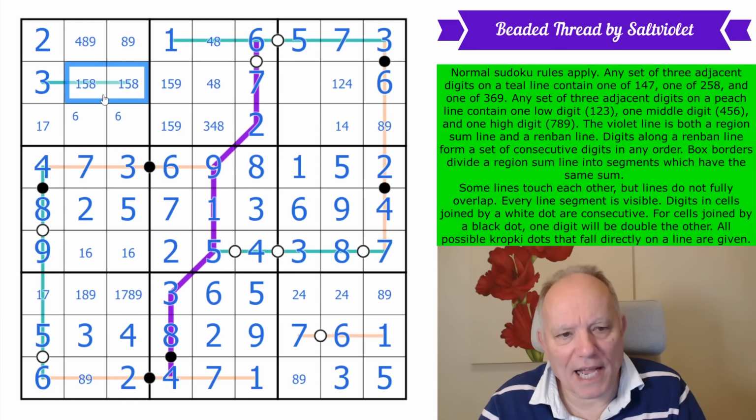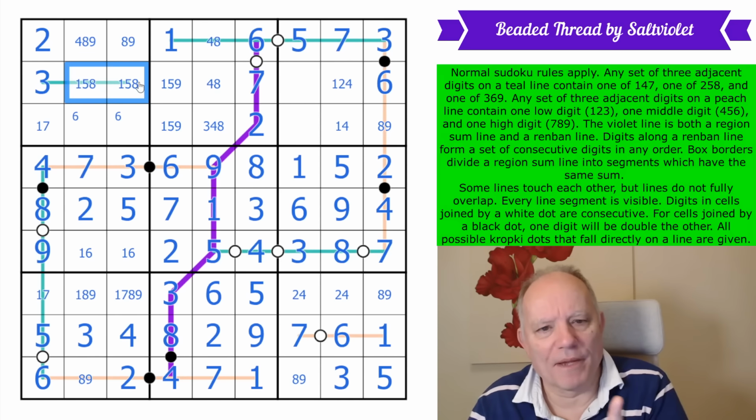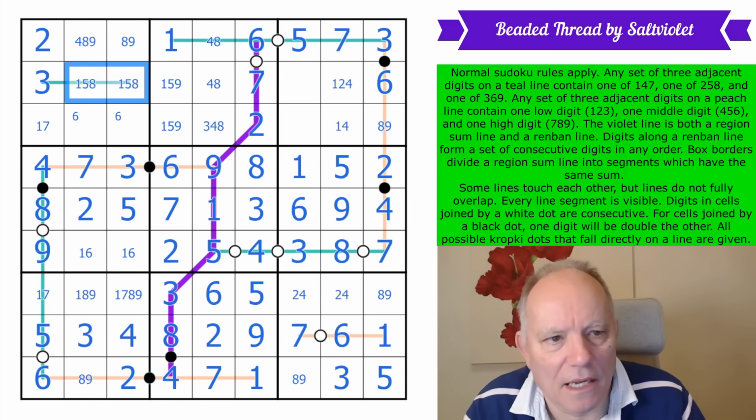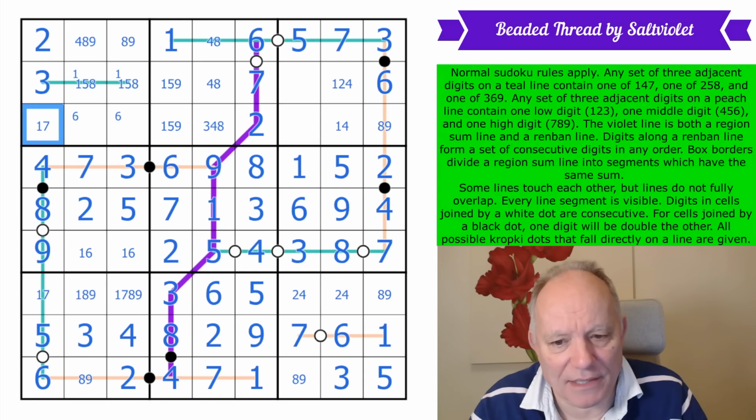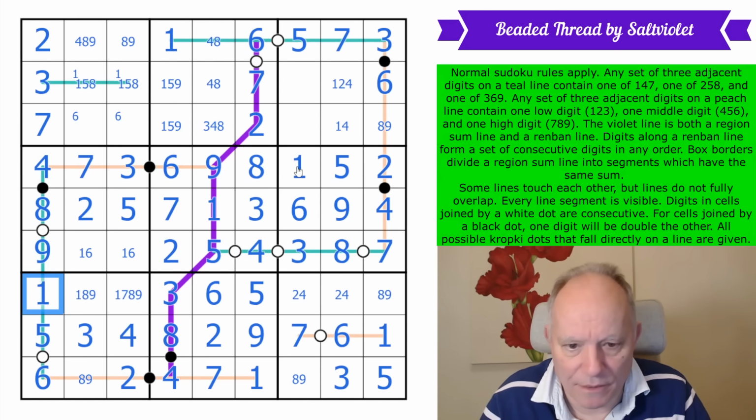Now, one of these has to be a 1. Oh, I should have worked that out earlier. Oh, no, it's because they can't be a 4 and they can't be a 7. We need something from the 1, 4, 7 set. So one of those digits is a 1 and this digit is a 7. And I think that's going to be instrumental in completing the puzzle.